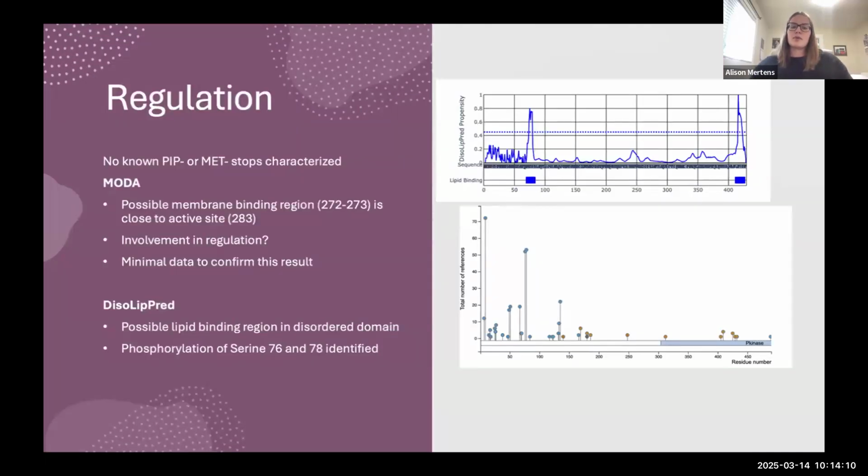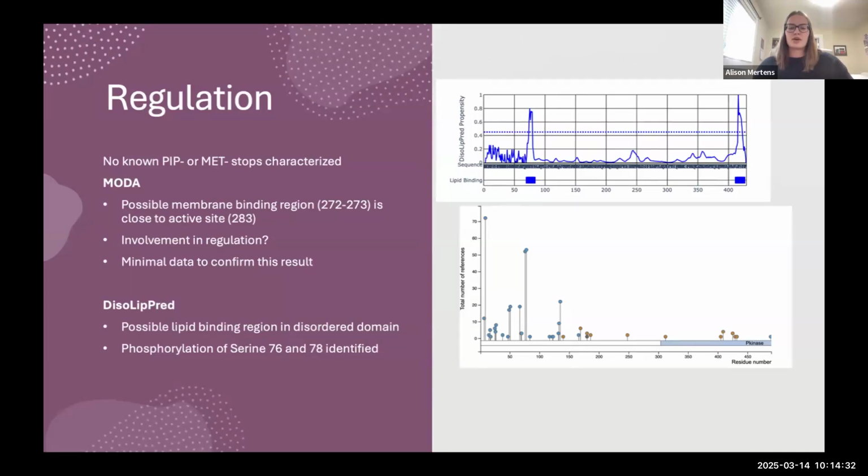There are no known PIP or MET stops characterized for CLK3, as it does not have any membrane binding regions. However, I investigated the Modo results to determine if the possible membrane interacting region is involved in regulation of CLK3. These residues are generally close to the active site and structure, but there is no evidence of CLK3 being phosphorylated at this position in literature.